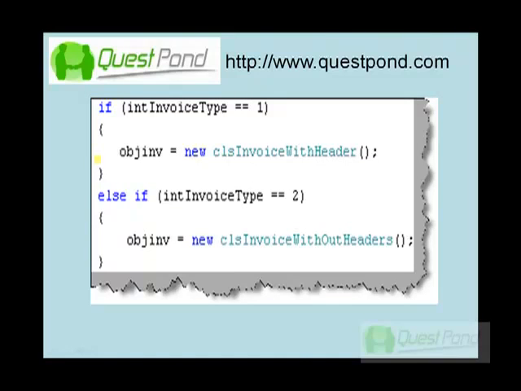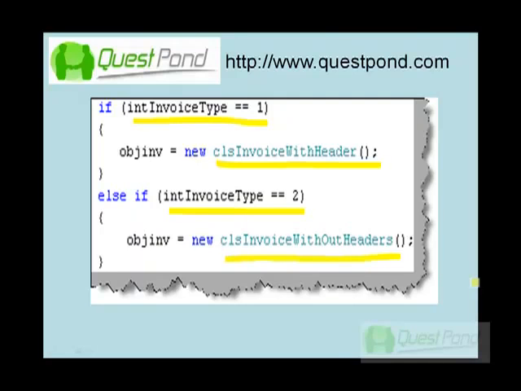So let's understand why exactly we would need the factory pattern. You can see the above code in your video, where there's a client. The client takes in an invoice type. If the invoice type is 1, it will create a CLS invoice with header. This is a class which it will create and give to the client. And if the invoice type is 2, it will create CLS invoice without headers.